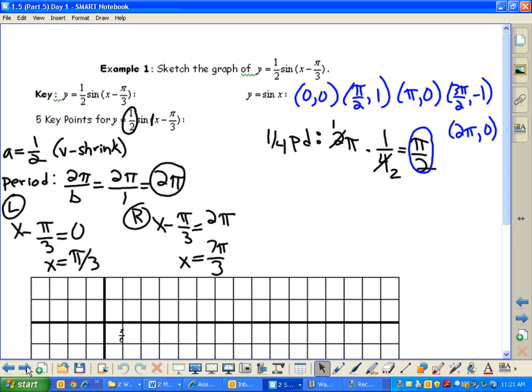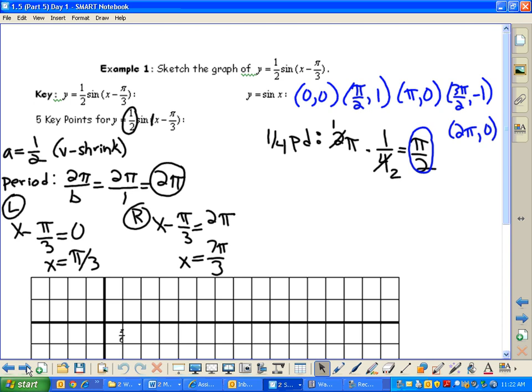Then we take a minute to find the left and the right endpoints, and you might recall from your homework last night, this is what you had to do. You had to find your left and right endpoints, calculate the period, and then tell me the transformations. To find the left endpoint, you just take what's in the parentheses, which is x minus pi over 3, and set it equal to 0. Then to find your right endpoint, you take the parentheses and set it equal to 2 pi, and you just solve for x. So this graph is going to start at pi over 3 and stop at 7 pi over 3.